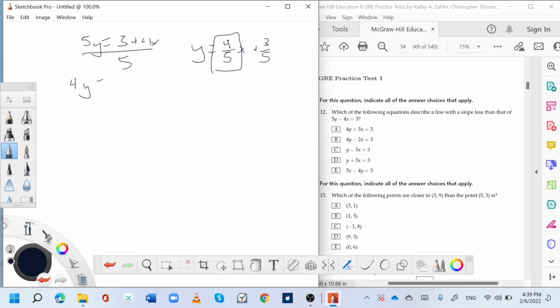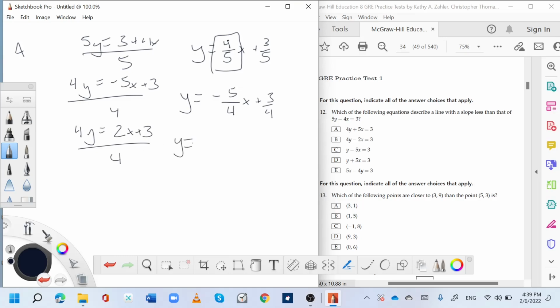4y equals negative 5x plus 3, divided by 4, y equals negative 5/4 x plus 3/4, looks like A. Any negative number is less than 4/5. 4y equals 2x plus 3, divided by 4, y equals 1/2 x plus 3/4. Looks like B, 1/2 is less than 4/5. C, y equals 5x plus 3, not C. D, y equals negative 5x plus 3, so D is correct, any negative number is less than 4/5.